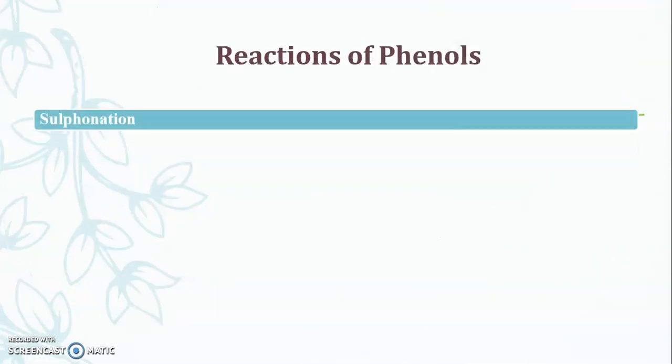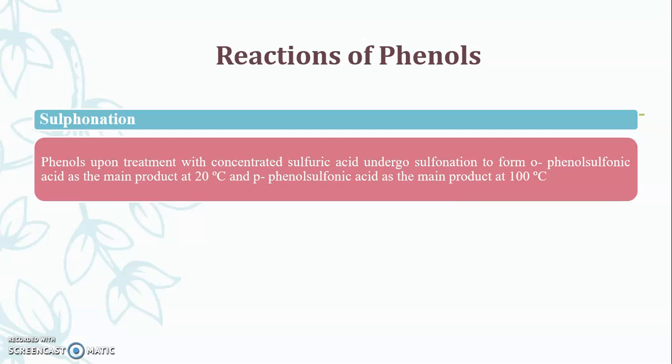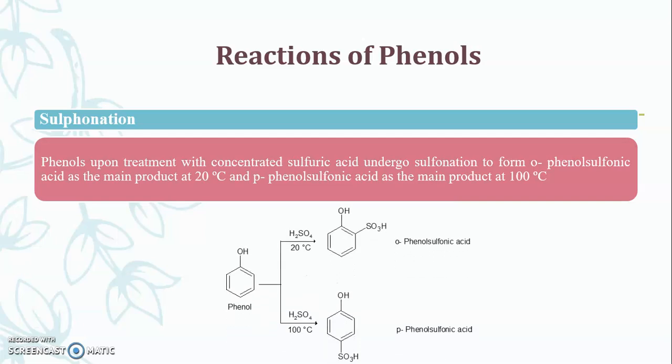Next reaction that we are going to see is sulfonation. We know sulfonation is nothing but the addition of the SO3H group. Now phenols, upon treatment with concentrated sulfuric acid, also undergo sulfonation. These sulfonation reactions can be performed at two different temperatures, one at 20 degrees Celsius and the other at 100 degrees Celsius. Depending upon the temperature that is used, we will get different products. You can see it by observing this reaction.